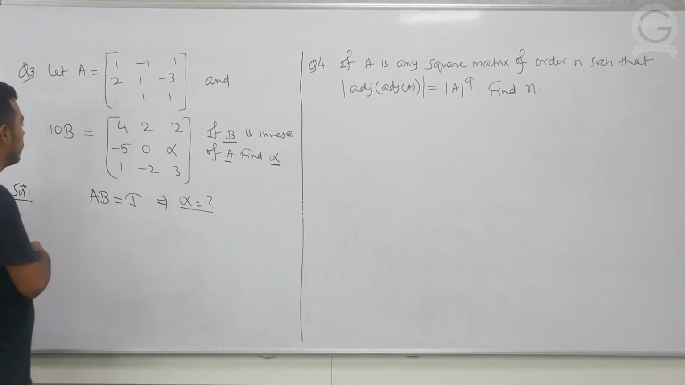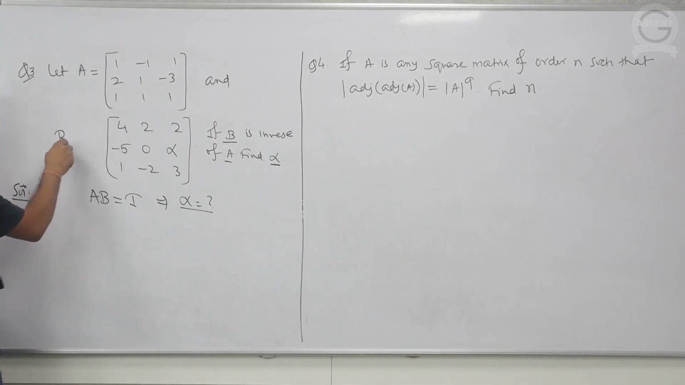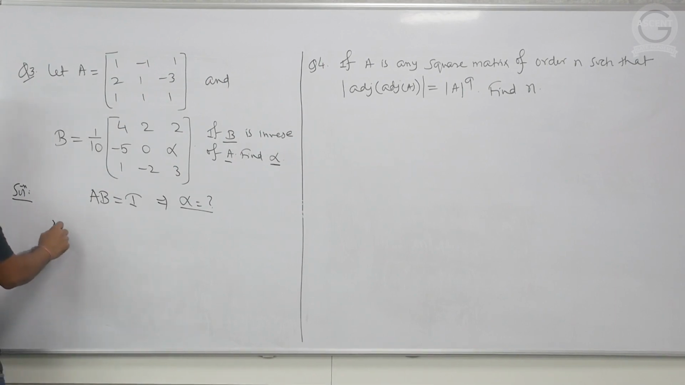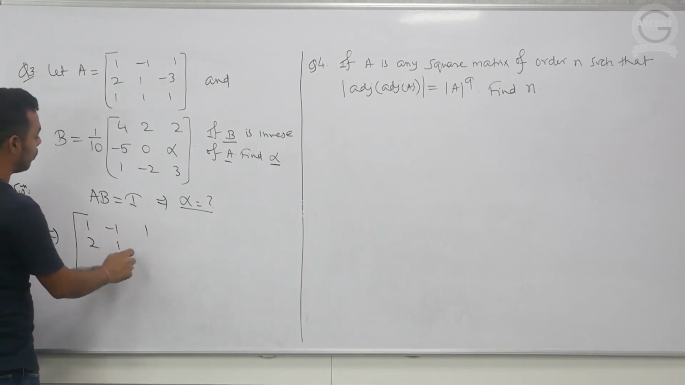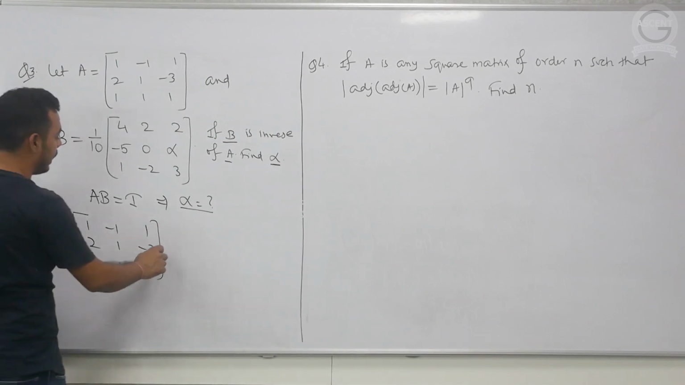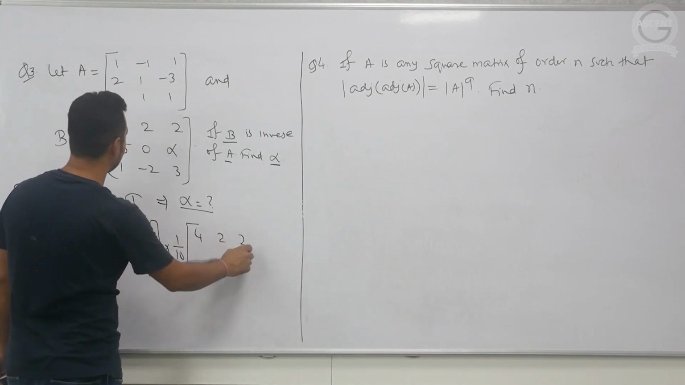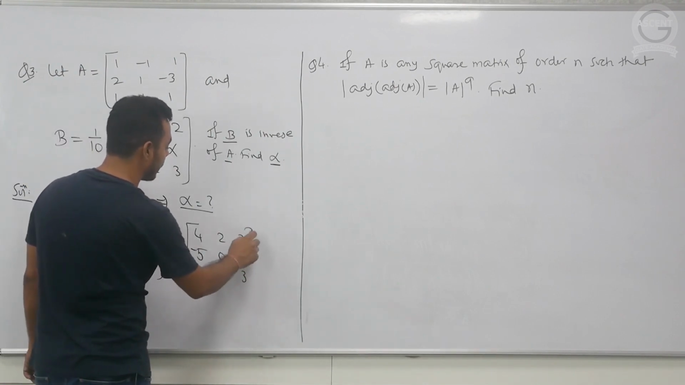So let me show you how to do this. See, if 10B is this matrix, this means B will be nothing but 1/10 of this matrix. So you have one matrix A, another matrix B, and the product of these two matrices is the identity matrix. So I can write this relation as, first our matrix A, this will be 1, minus 1, 1, 2, 1, minus 3, 1, 1, 1. So this is our matrix A, and matrix B is 1 by 10 multiplied by 4, 2, 2, minus 5, 0, alpha, 1, minus 2, 3.